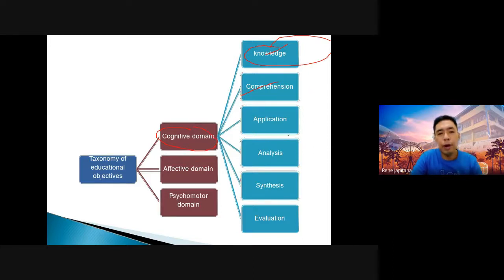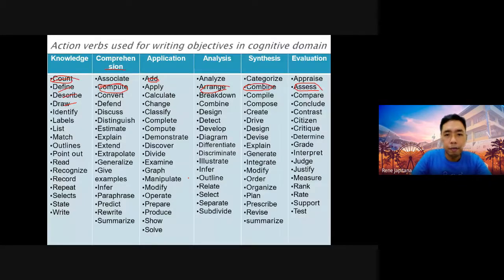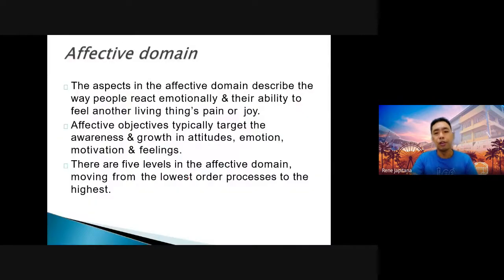It is different from the affective domain. Later, when I say affective, it's all about the emotions. Again, we can have this one. You can have this copy. This will serve as your guide in crafting your first objective, the cognitive objective, depending on the level of the cognitive domain. These are your guide. This will really help you. So let's proceed now to the affective domain.